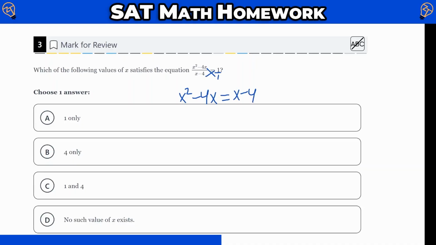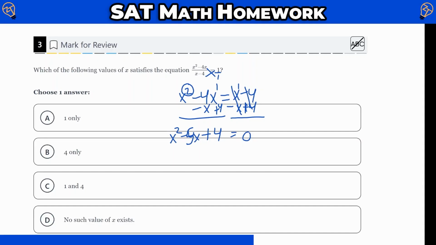Now keep in mind when you have more than one type of x, like to the second power and to the first power, we need to get everything equal to 0. So I'm going to move this x to the left and the 4 to the left by adding it. And when we do so, we definitely get 0 on the right side. And on the left side, we have x squared minus 5x now, and just a plus 4. And what we would do is factor and solve.